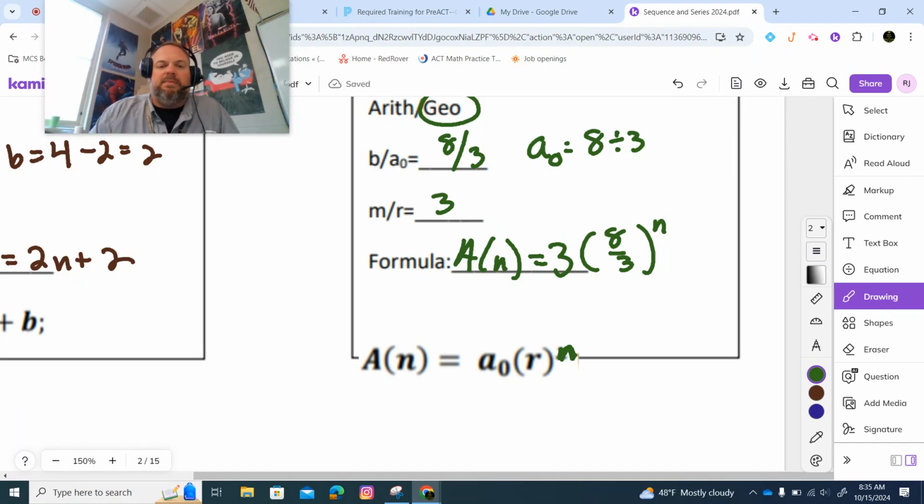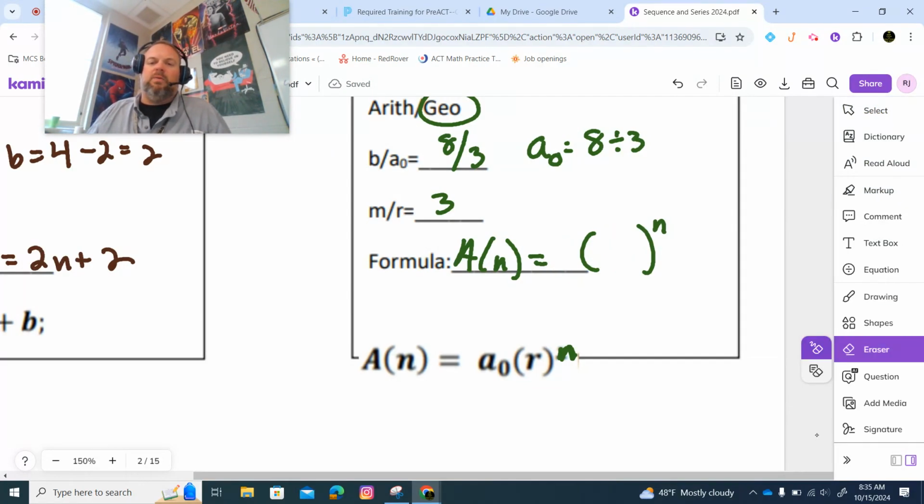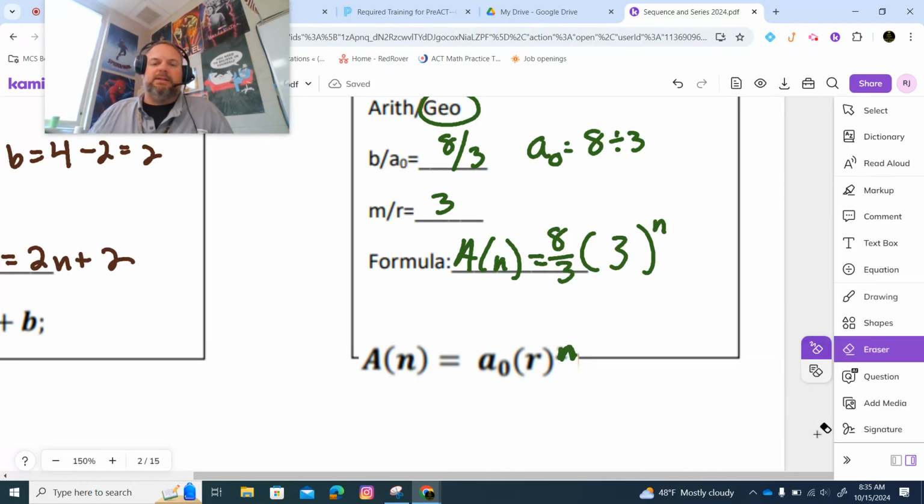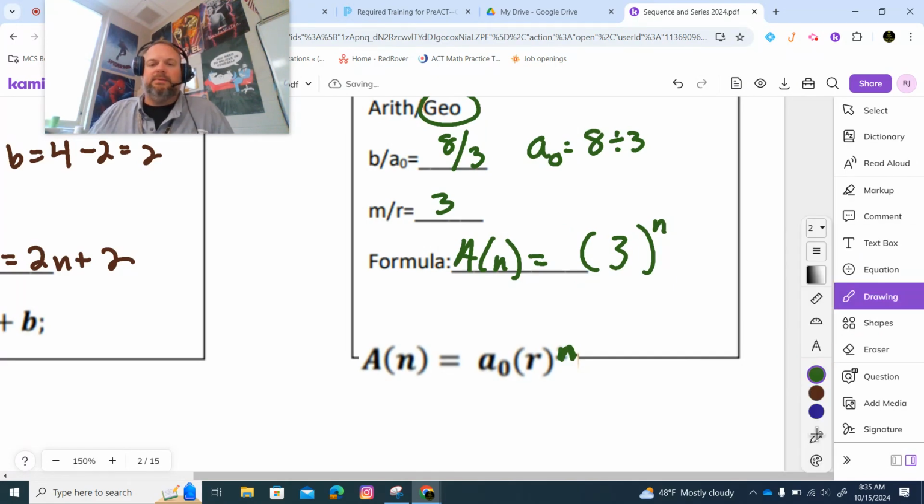That's fine. Wait, I have that backwards. Wow, why'd y'all let me do that? Y'all just let my dyslexia totally take over. Why? Okay. Yeah, 8 over 3 parenthesis 3 to the n. Thank you.